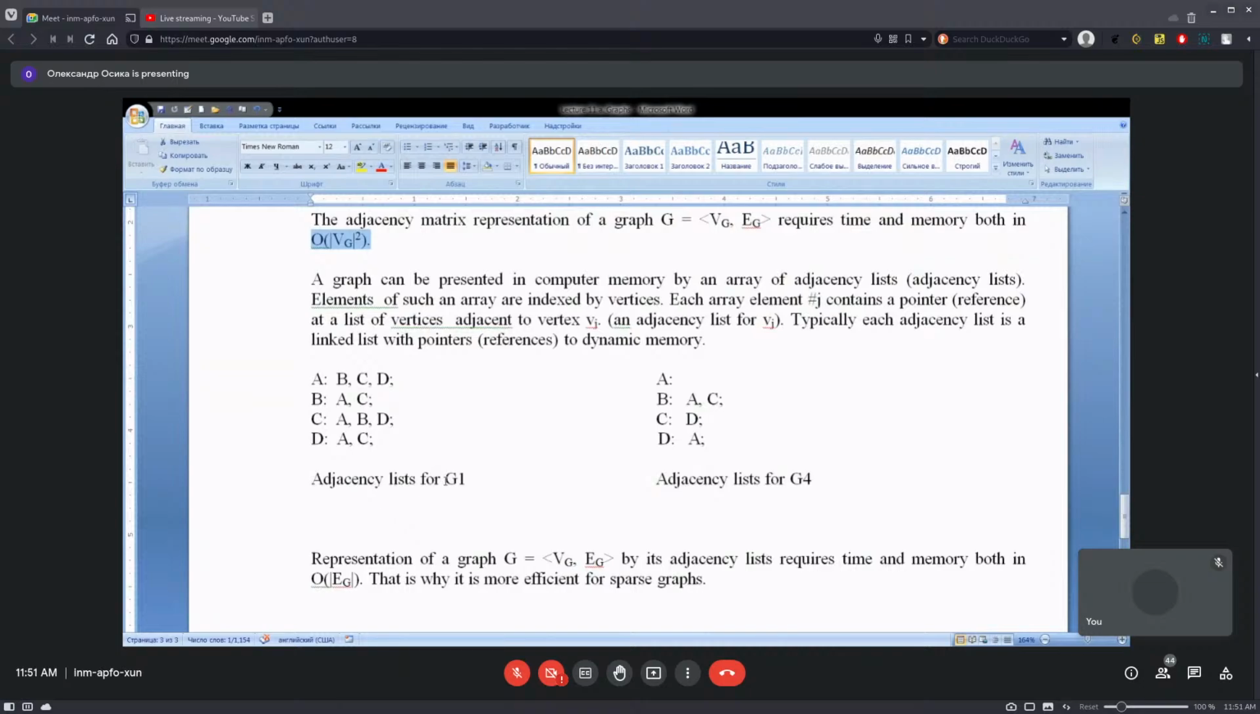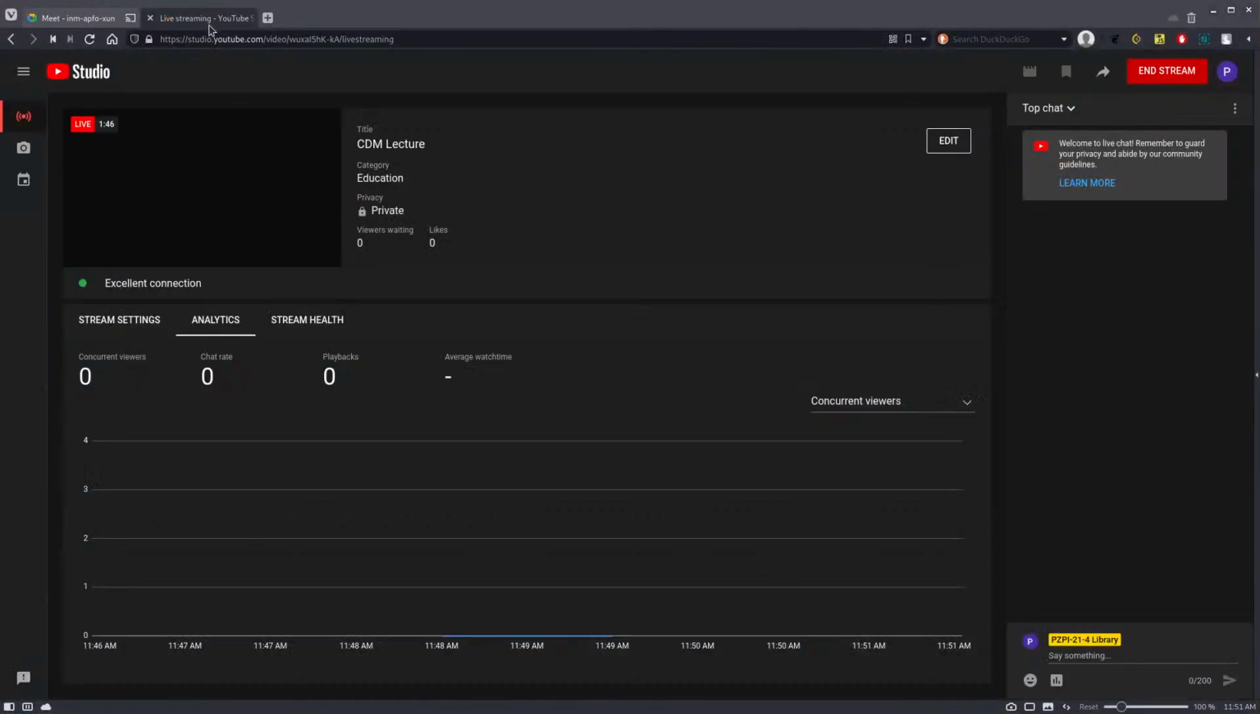For example, adjacency list for G1, vertex A, is adjacent to B, is adjacent to C, is adjacent to D. List of vertices that are adjacent to A. Adjacency list for vertex B: A, C. For vertex C: A, B, D. For D: B, A, C. Okay, and here adjacency list for graph G4. An empty list for vertex A, vertex B is adjacent to.